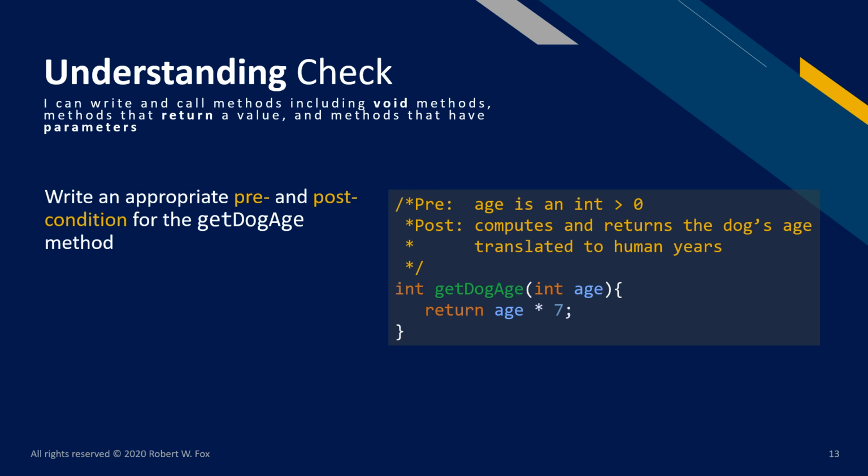I cannot emphasize enough how important it is to understand that that postcondition does not explain how the method does that. It doesn't talk about multiplying by 7 or any of that. The postcondition is designed to tell me the what, not the how. If I want to know the how, I can look at the code.